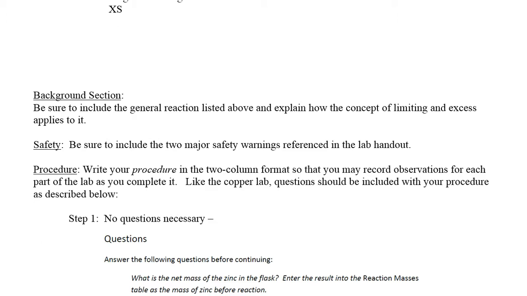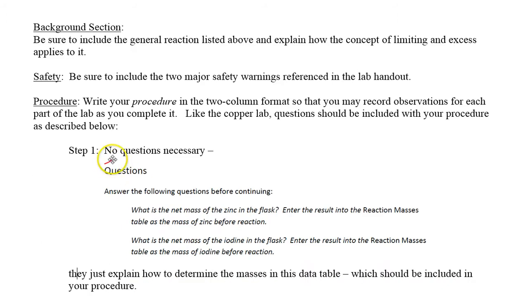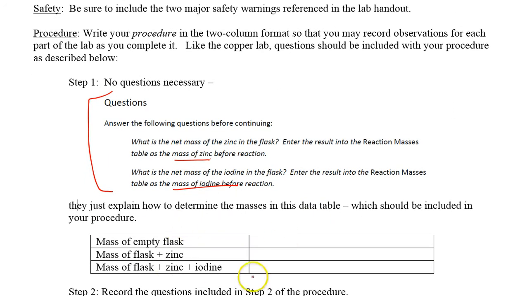For step 1, these are the questions that are included in the lab handout. I don't think it's necessary to write them as questions. What I would do instead is maybe put something in your procedure, you know, enter the mass of zinc into your table, or subtract the mass of the flask from the mass of the zinc plus flask to complete the data table. Same thing for iodine. So it's up to you. If you want to write those 2 questions, you can. I don't think it'll be necessary because they really just explain how to complete this data table.